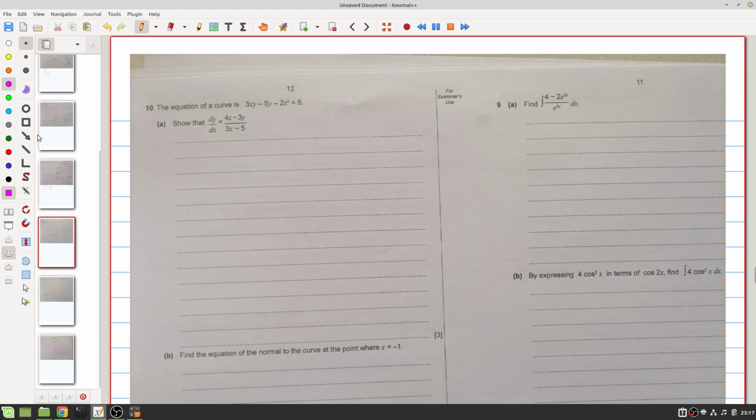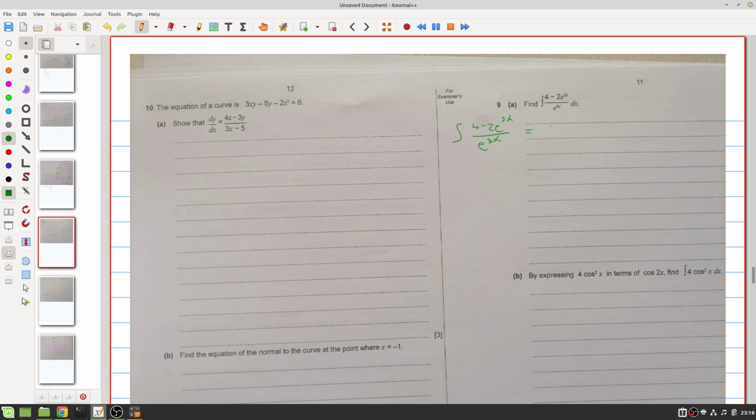Okay, question 9. We have to integrate this. Let me just rewrite the question: integrating 4 minus 2e to the power 3x over e to the power 3x. How do we want to write this? We can split it up into two different fractions. That might be the nicest way to do that.